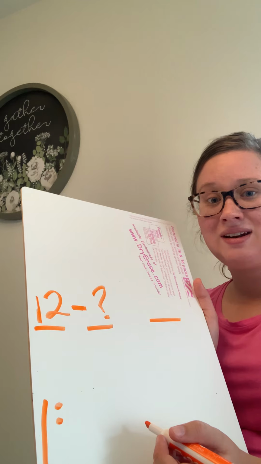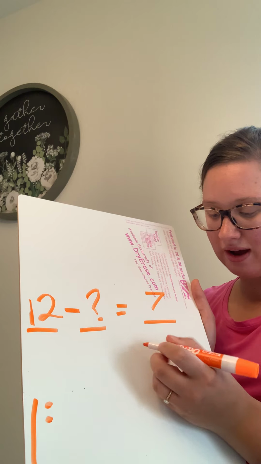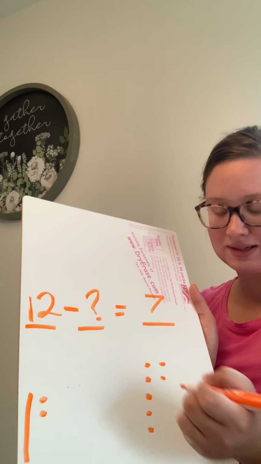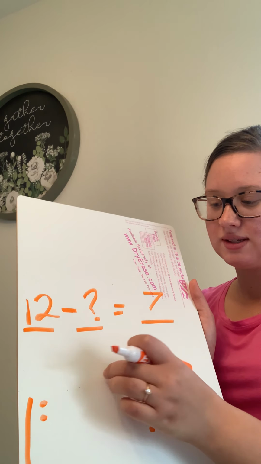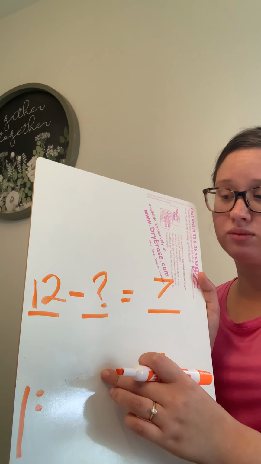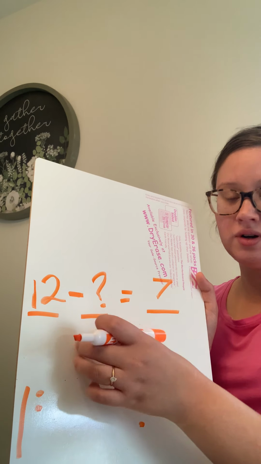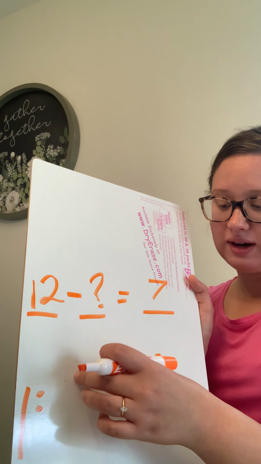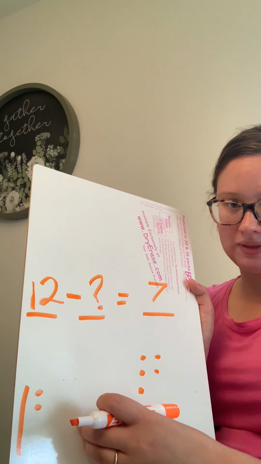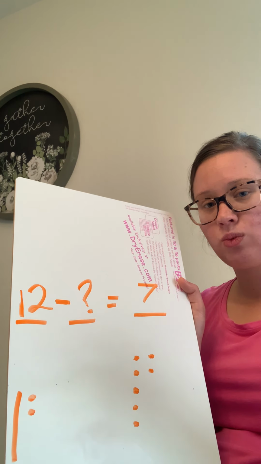Now he has 7 left. So I know how many Shane is left with. So 1, 2, 3, 4, 5, 6, and 7. So I have to solve this middle part. In order to solve a change unknown, I have to work backwards. So in order to find the change, I have to add 7 plus something equals 12. So what I'm going to do is I'm going to work backwards.